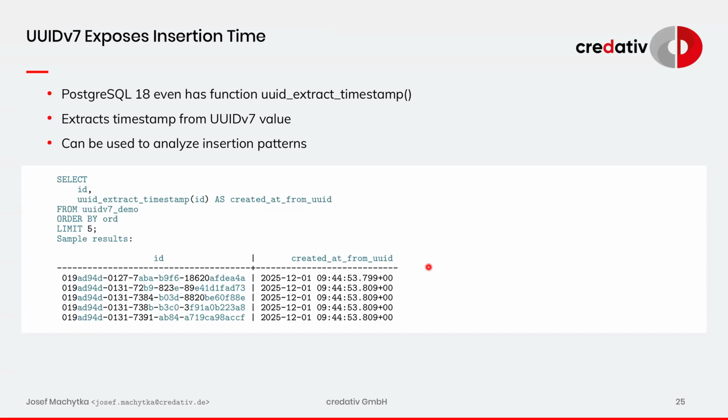I mentioned that there is a small issue with UUID version 7 because they expose insertion time. And there is a special function, uuid_extract_timestamp, in Postgres 18, which we can apply on those values to extract that timestamp. And here is an example from the first 5 rows, how it looks like.